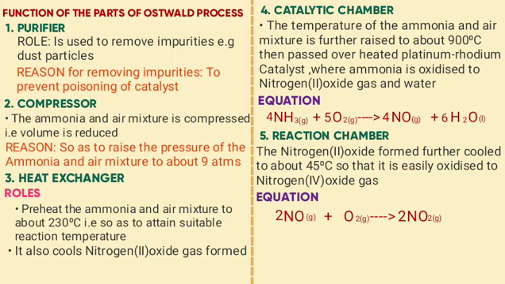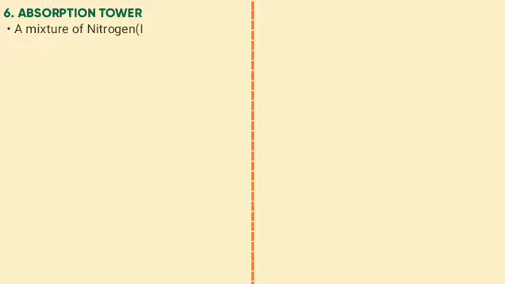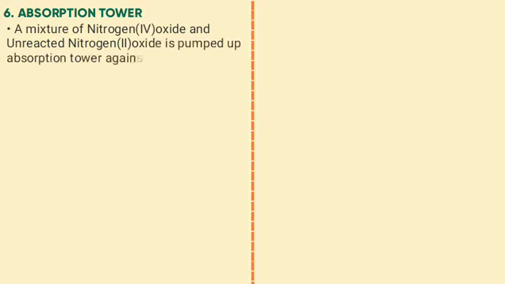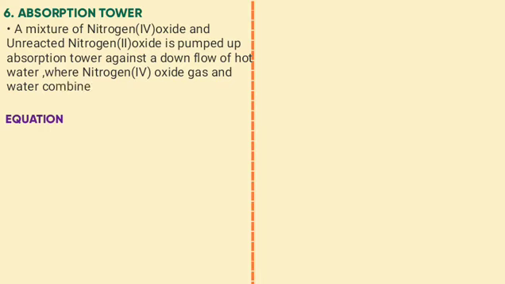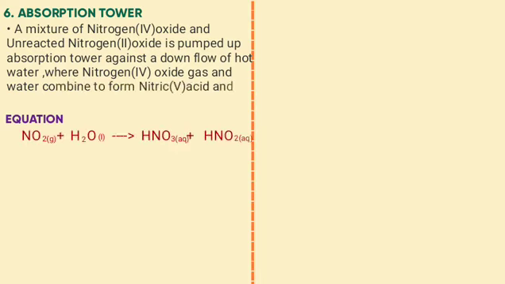And the last part is the absorption tower. A mixture of nitrogen dioxide and nitrogen monoxide is passed up the absorption tower against a downflow of hot water, where nitrogen dioxide and water combine to form nitric acid and nitrous acid. Equation: nitrogen dioxide plus water, arrow, nitric acid HNO3 plus nitrous acid HNO2. Balance the equation, place 2 where there is nitrogen dioxide.